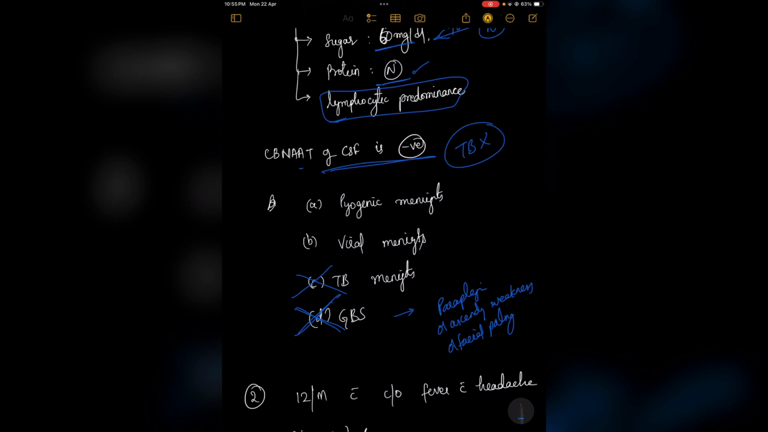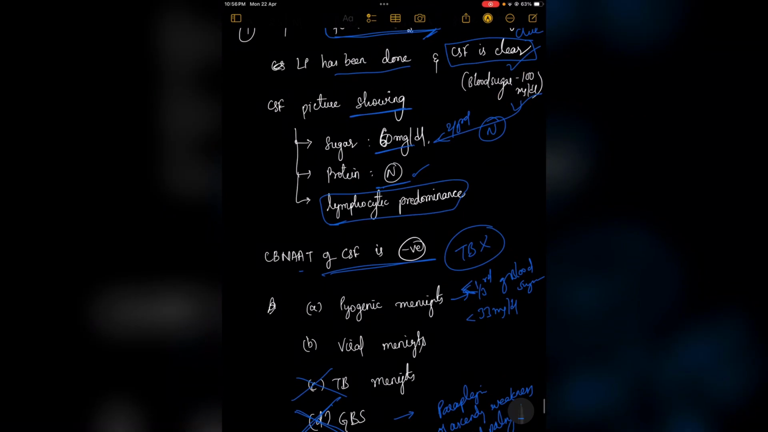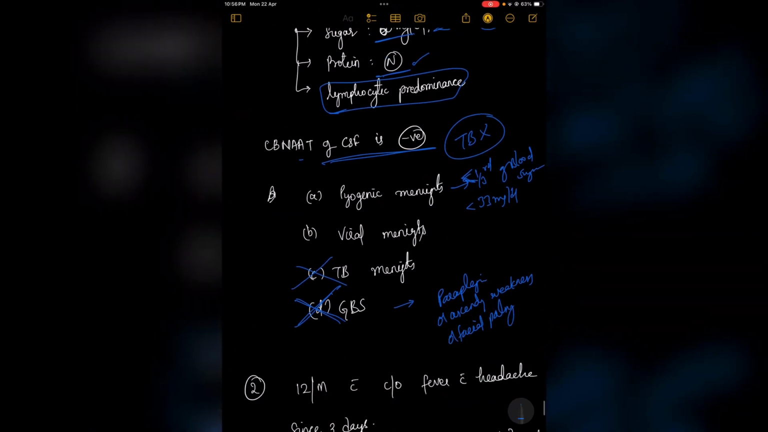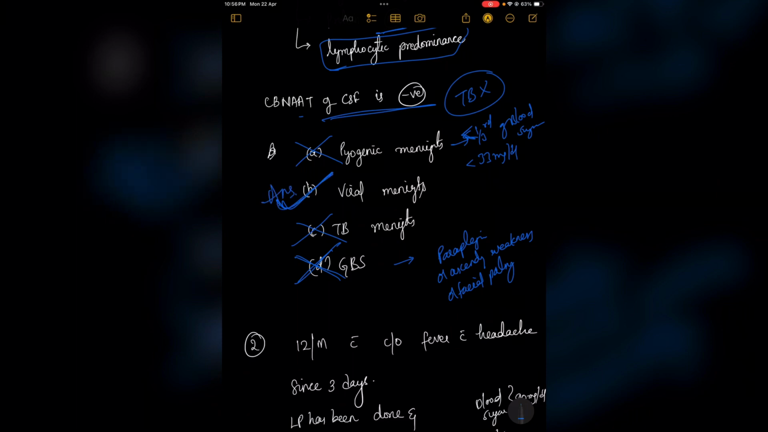So viral meningitis and pyogenic meningitis. As we discussed, in pyogenic meningitis the sugar should be less than 1/3 of blood sugar. Sugar will be very low here comparatively. It should be less than 33 mg per dl if 100 mg is the blood sugar. So this is not the answer. So we can rule it out. Answer is viral meningitis.